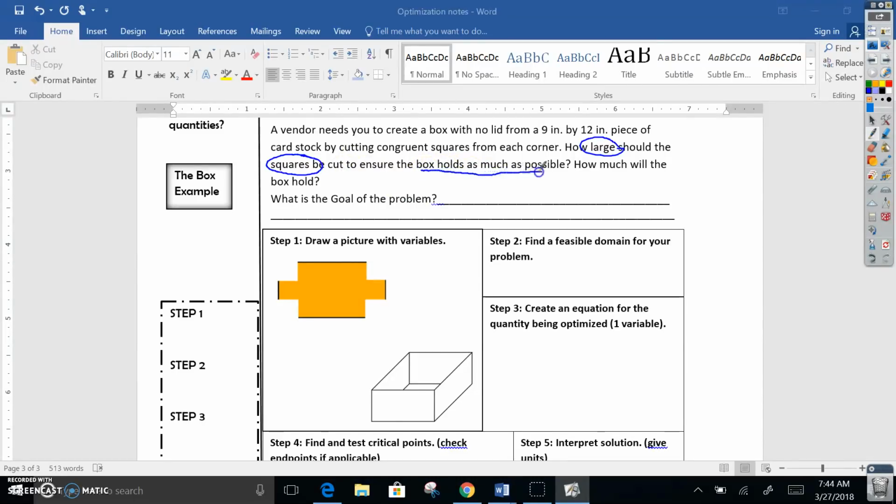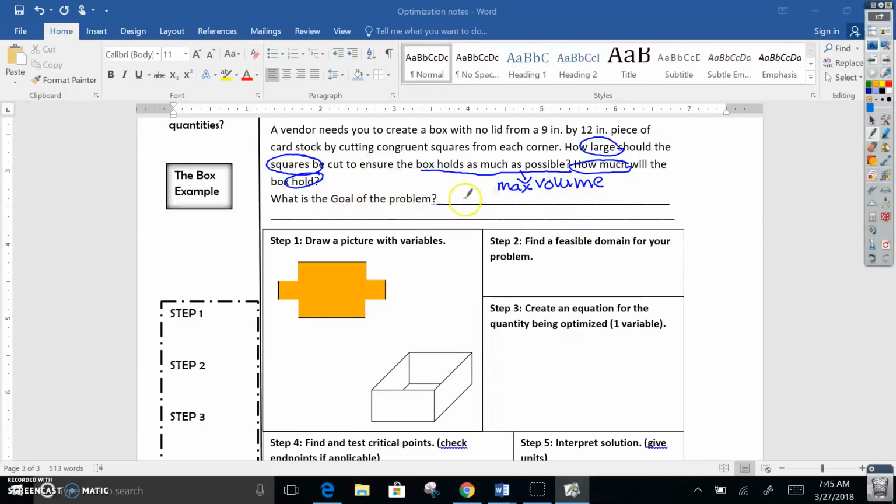Well, if you think of a box, the stuff that goes inside it, that's known as the volume. So they want us to tell how big the squares that you're cutting out of this piece of cardstock are going to be so that we can get the max volume. Let me write that down. And then it says, how much will that hold? So they're asking two things. How big is the square and how much is that volume going to be?